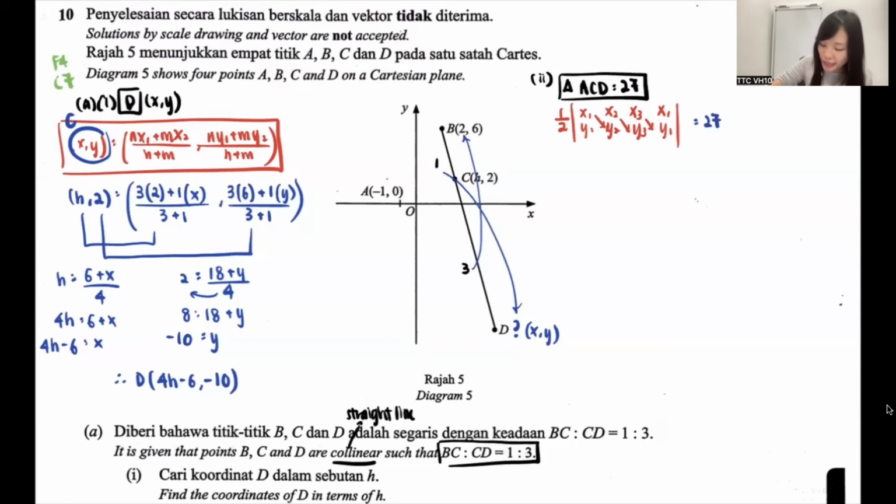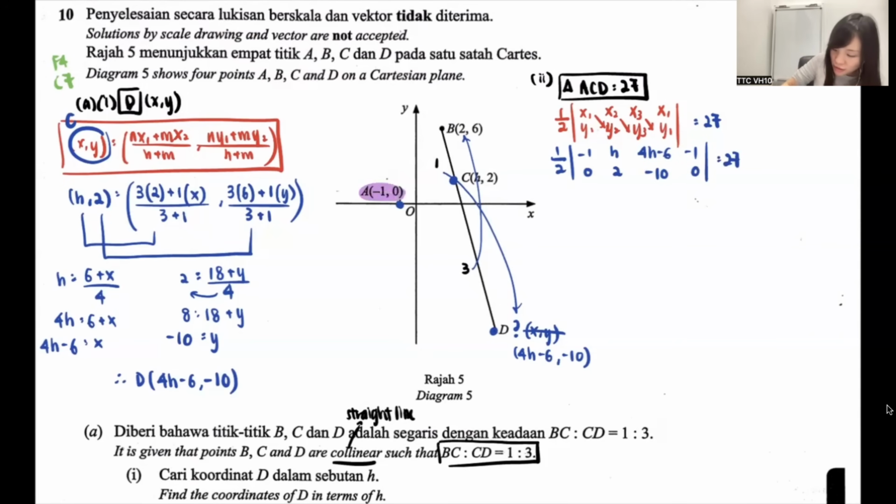Okay, sub inside. So 1 over 2. So ACD, A coordinate is this, C coordinate is this, D coordinate, you found it, 4H minus 6, negative 10. Okay, using these 3, so let's say I start from A, negative 1, 0. Next one, I put H, 2. Next one, I put 4H minus 6, negative 10, and then negative 1, 0 again. Scared guys don't know, I highlight for you guys.